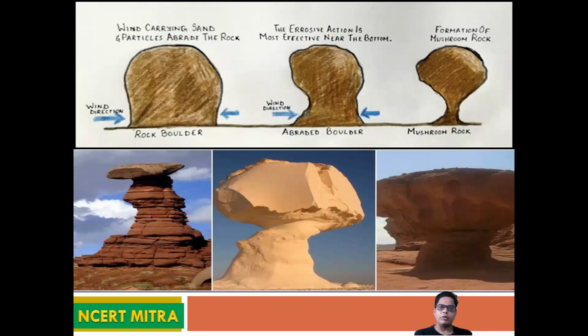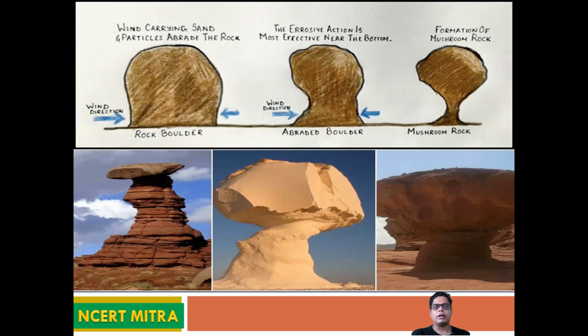So slowly it gets eroded. In my diagram above I have shown the direction of the wind, and you can see the lower portion becomes thicker and the upper portion becomes wider. Due to this, what happened? A mushroom rock is formed.